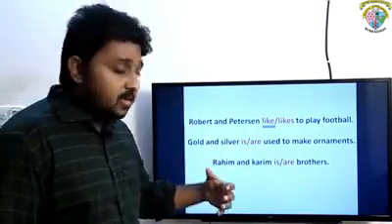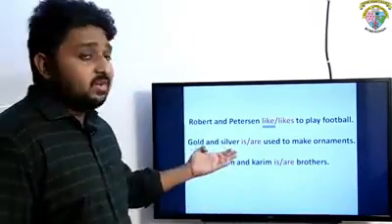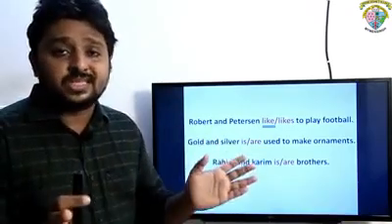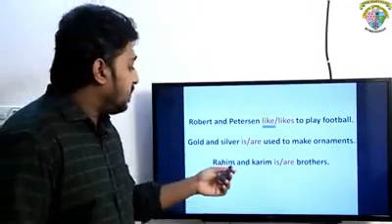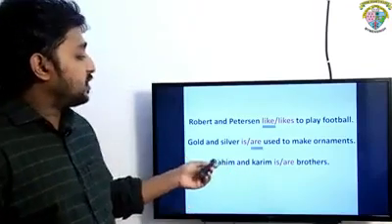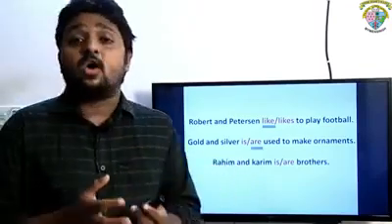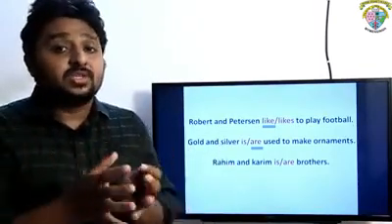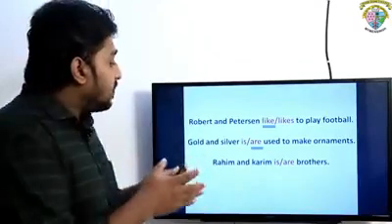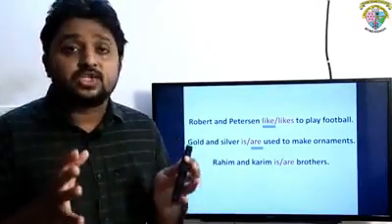Very similarly, we can see gold and silver, two different things, two different subjects, and that's why the correct answer here should be are. So the answer should be: gold and silver are used to make ornaments. Here gold and silver are two different things, two different subjects, connected with the conjunction and.